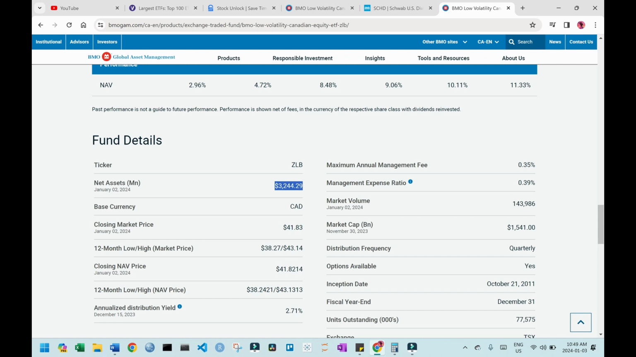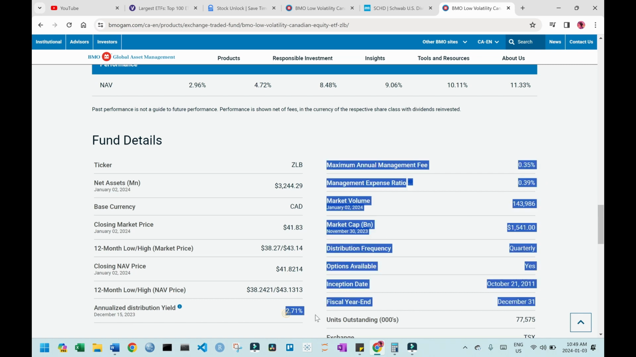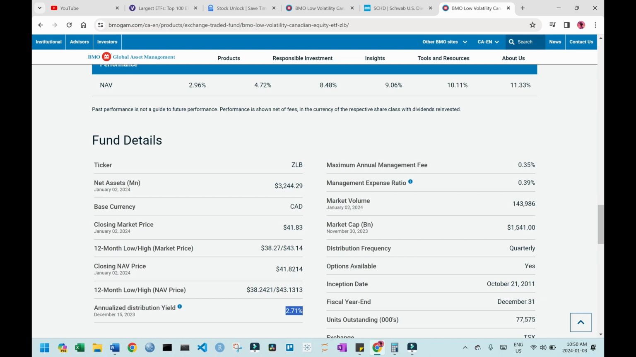I would then focus on the management expense ratio, because you don't want to be paying too much for a fund, especially when there are cheaper options out there. In my opinion, this is pretty expensive in comparison to some other ETFs, but considering the yield, which is the dividend yield, it's 2.71%. This is not too terrible in my opinion at least. So I'm willing to pay this amount, and who knows, maybe over time this will decrease.